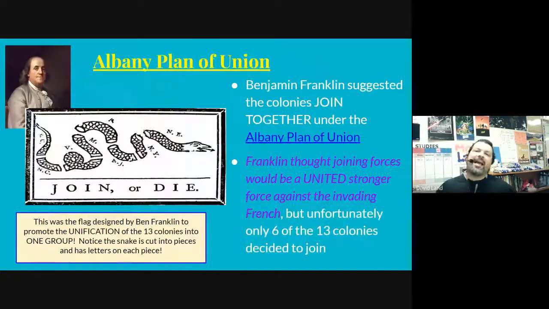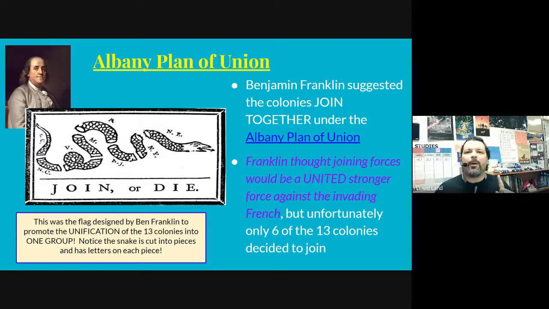Interesting. Now, another guy that shows up that's pretty famous is this guy right here. Do you recognize him? He's on the $100 bill. Benjamin Franklin. Benjamin Franklin shows up. Now, what is Benjamin Franklin? Well, he's not a military guy, but he's a thinker. He's a strategist. So, Benjamin Franklin, he's in the colonies, and he's kind of worried that the French are going to overtake the colonies. And he tells the colonies, hey, we really need to unite. We need to get together to kind of fight these French so that they don't take us over.